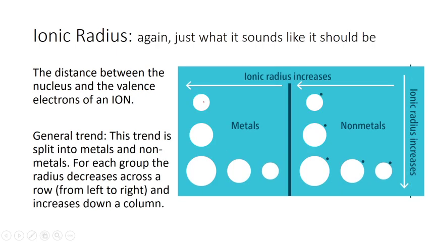The next one is ionic radius. Again, just what it sounds like. And this one, it's going to have the same trend. It's just that it's divided into metals and non-metals, right? Radius is going to increase as you go down, and decrease as you go across, for both metals and non-metals. Now, the thing to remember about ions is that cations, right? Your cations, they are smaller than neutral.